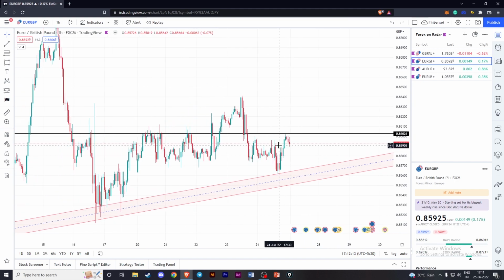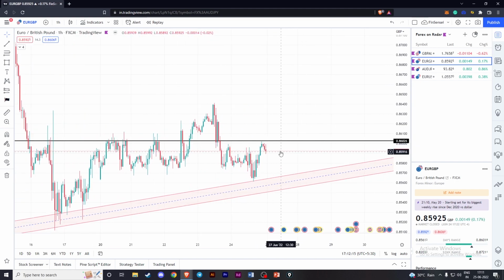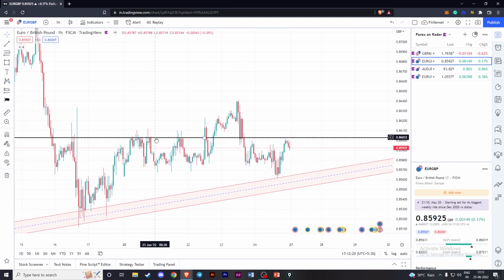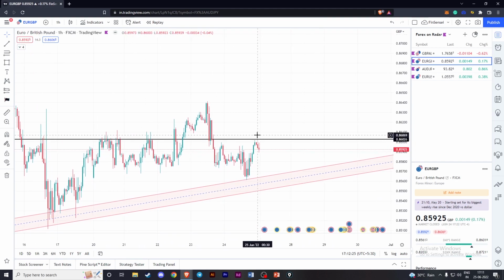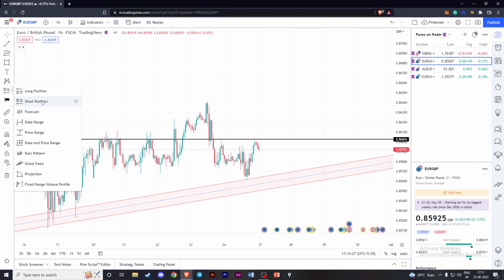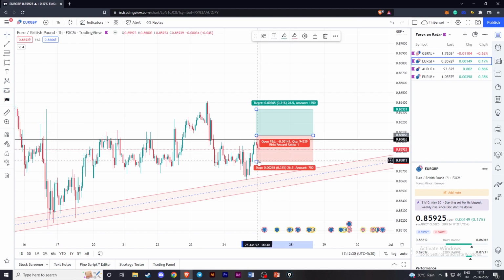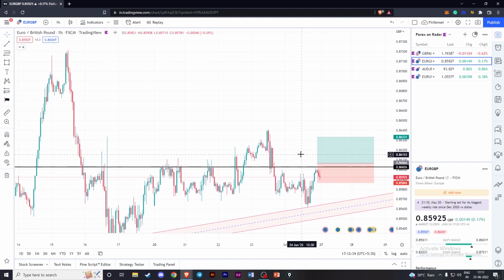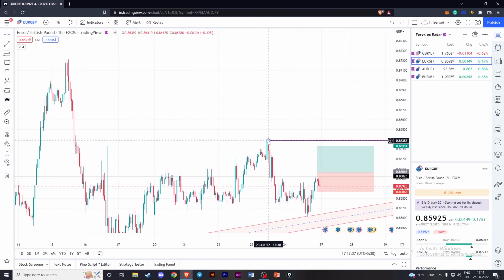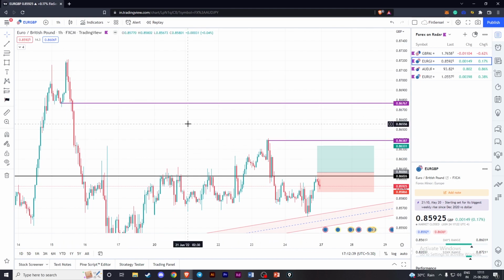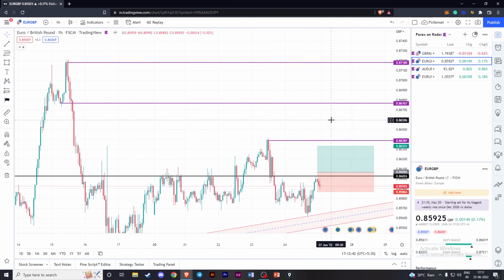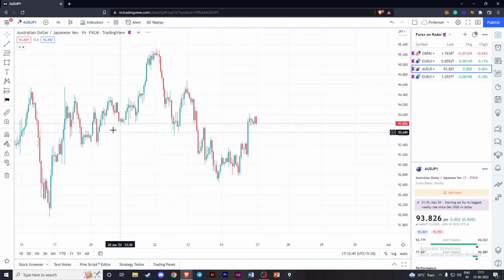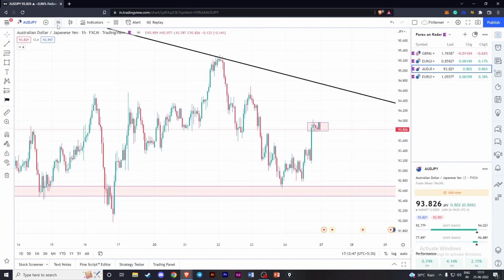On the other hand, if the price gives a strong closing beyond this zone, because this zone has been proving as a resistance zone for the price for a long time now, if the price gives a strong closing above this zone, we can go long. We can just go long from this point, and our stop loss should be below this swing low. Our target should be as follows. This should be our first target, this should be our second, and this should be our ultimate target. And now the next pair which we have is the Australian dollar versus the Japanese yen.